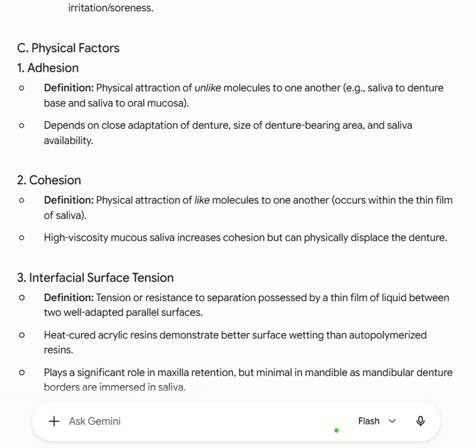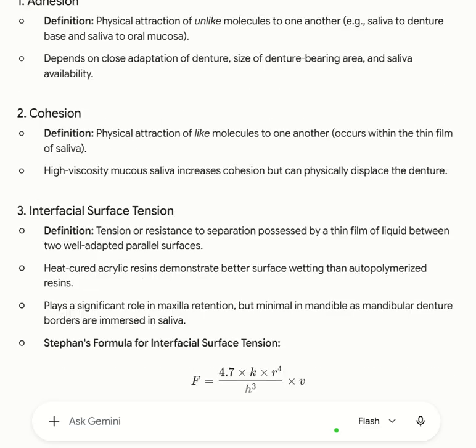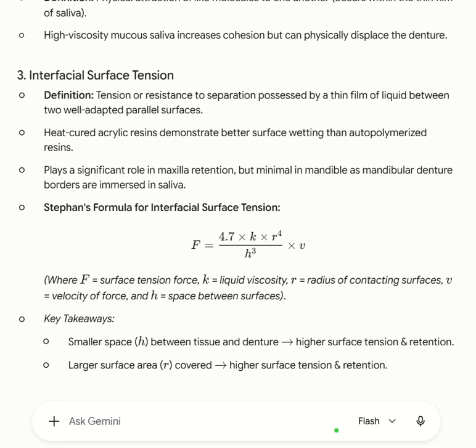6. Interfacial surface tension. Definition. Tension or resistance to separation possessed by a thin film of liquid between two well-adapted parallel surfaces. Heat-cured acrylic resins demonstrate better surface wetting than autopolymerized resins. Plays a significant role in maxillary retention, but minimal in the mandible as mandibular denture borders are immersed in saliva.